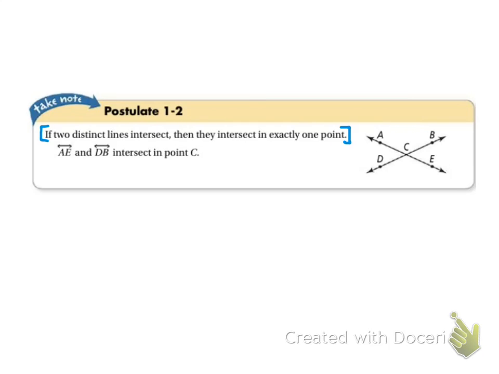So postulate 1.2 says if two distinct lines intersect, then they intersect at exactly 1 point. So this is talking about two lines that aren't the same line. We wouldn't say line AE and line AE. So in our picture we have line AE and line DB, and they intersect at the point C.